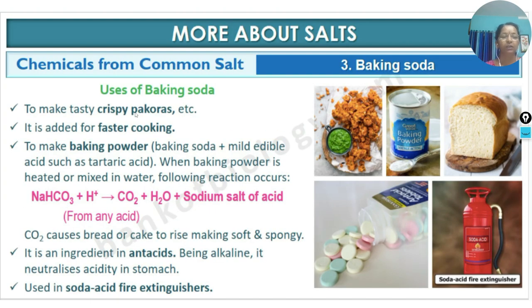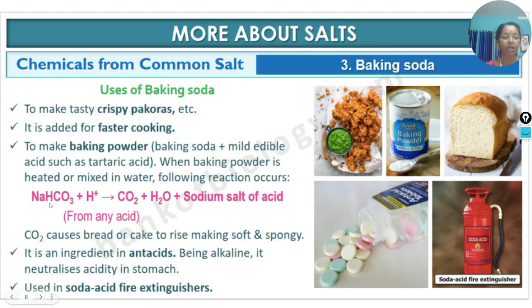It is also used to make tasty crispy pakoras. It is also added for faster cooking to make baking powder. That is another important thing, baking powder. What is the difference between baking soda and baking powder? Baking soda is nothing but NaHCO3, whereas baking powder is baking soda plus a mild edible acid such as tartaric acid. Why a mild edible acid?